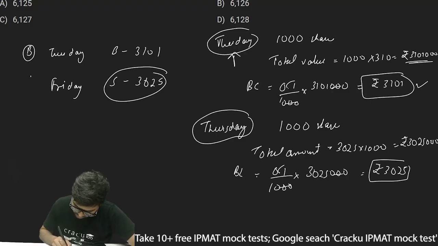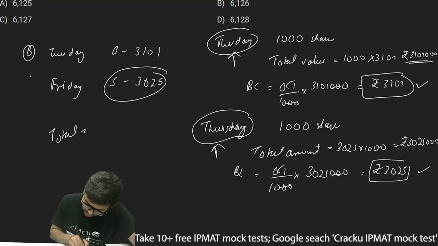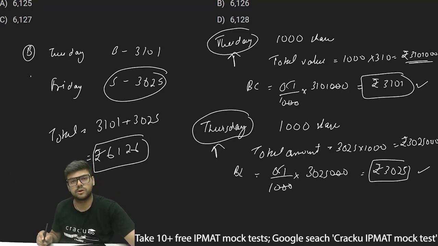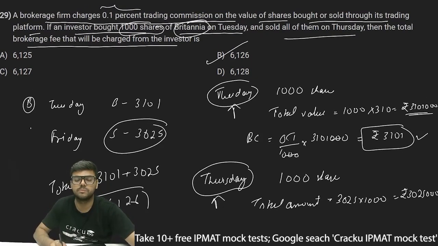Now this is on Tuesday 3101 and on Thursday this is 3025. So the total will be 3101 plus 3025, which is 6126 rupees. Rupees 6126 will be the entire brokerage commission, and therefore option B, 6126, will be the correct answer.